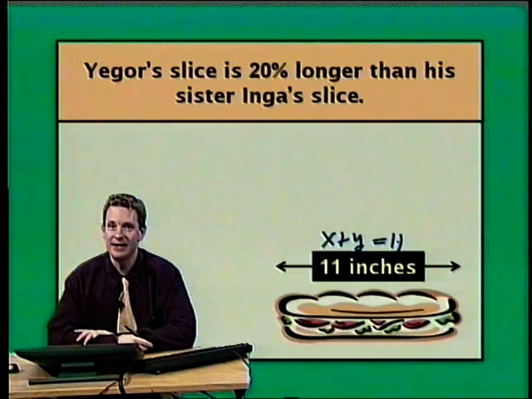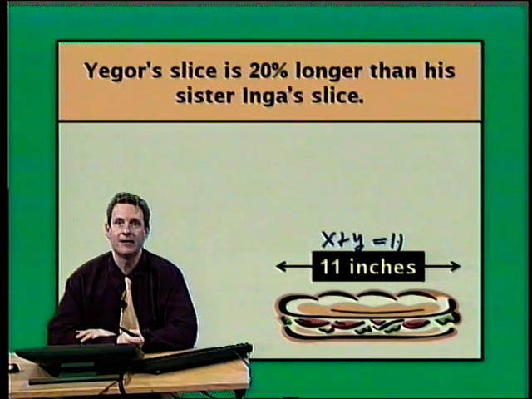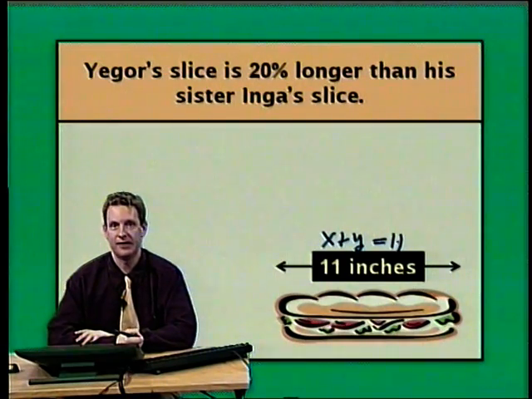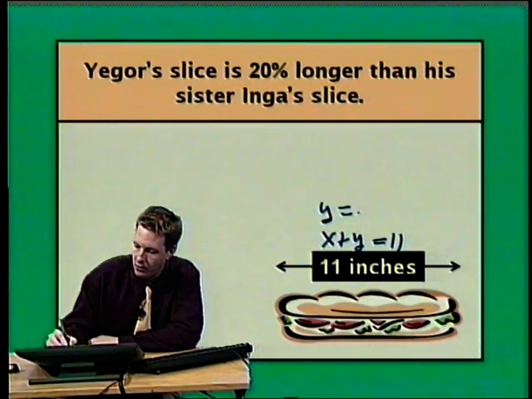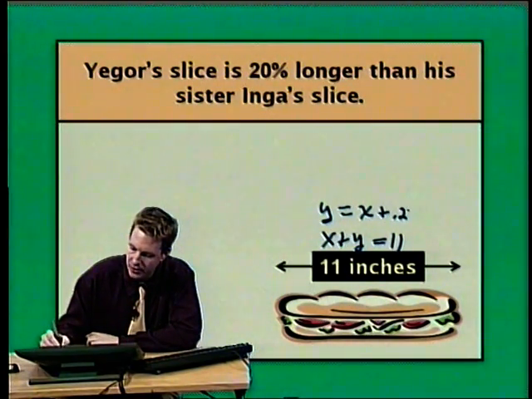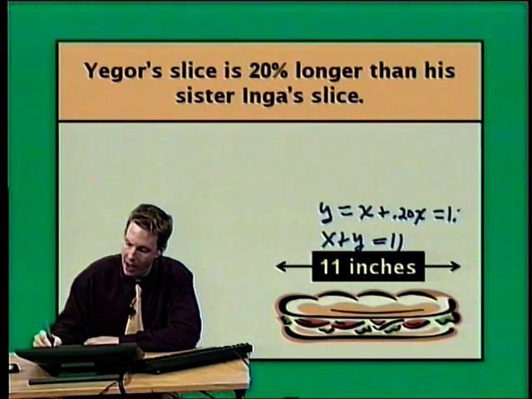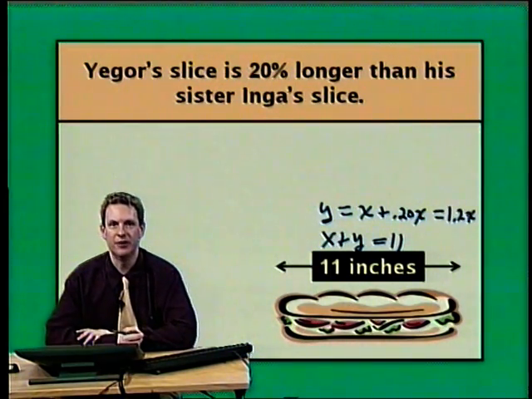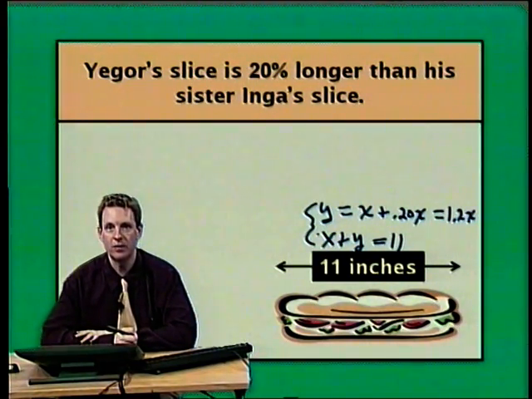The other equation is hidden at the top of the computer screen. Yegor's slice is 20% longer than his sister Inga's slice. So Yegor's slice equals the length of Inga's slice plus 20% of the length of Inga's slice. y is equal to 1.2x. Here's my system of two equations with two unknowns.